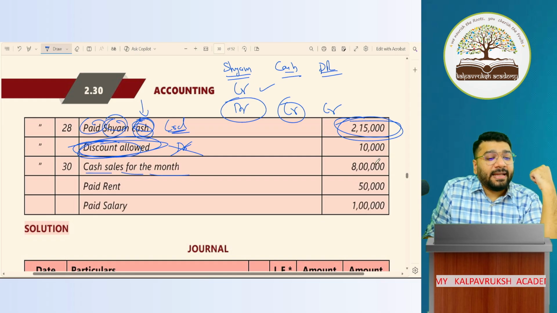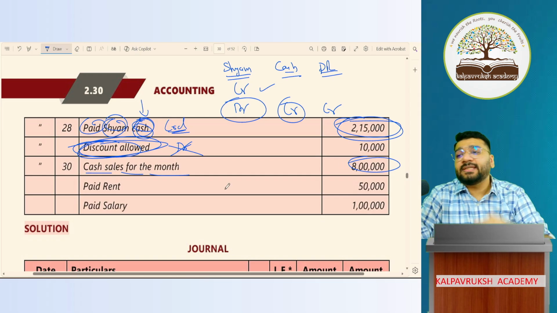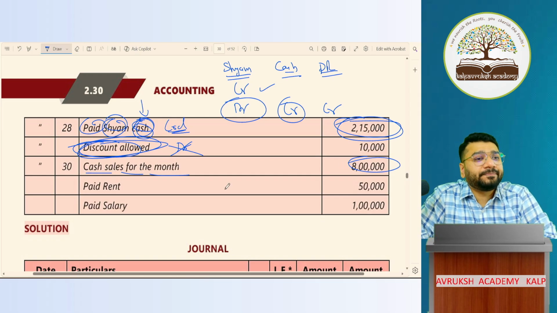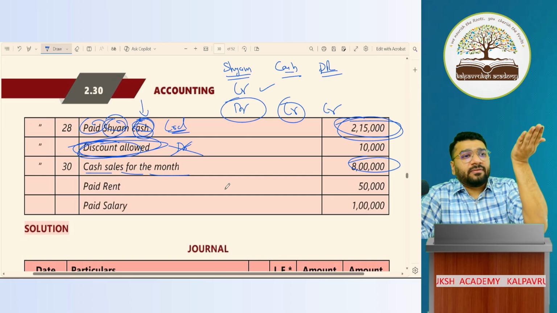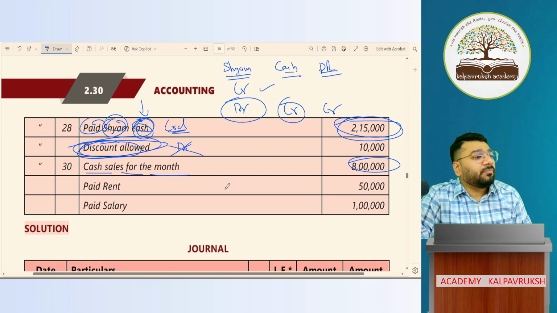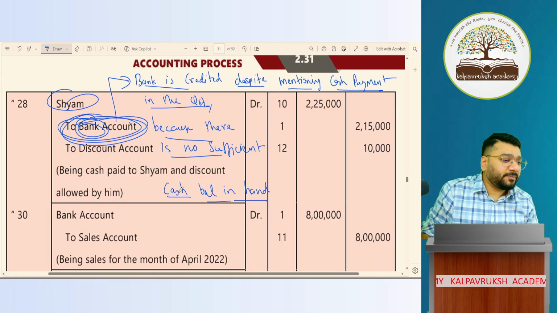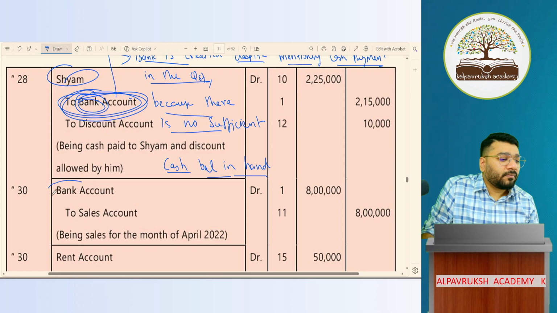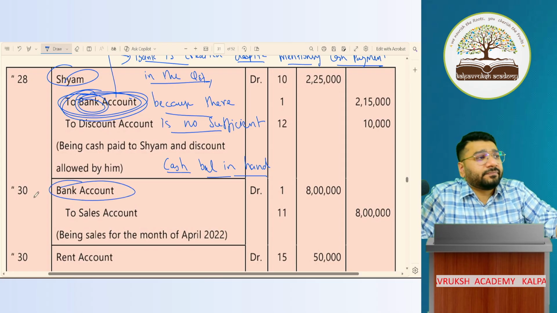Cash sales for the month, 8 lakh. What is the entry? Cash is increasing, so debit cash. Sales is income, increase in income, credit. What is the entry? Cash to sales. What have they written? Bank.